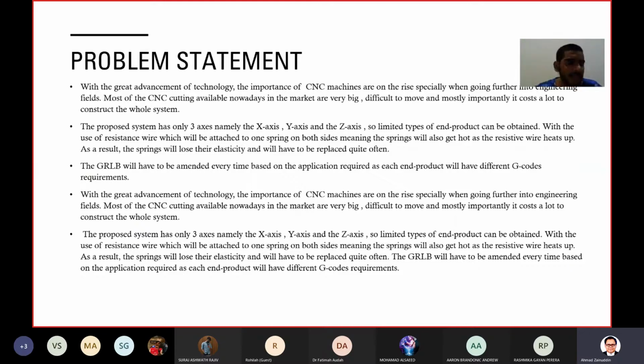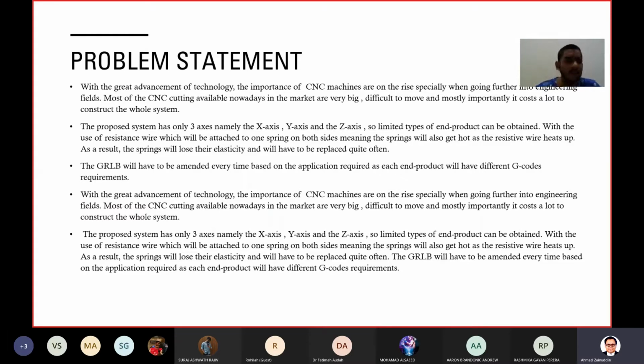Another problem statement that I think we can also put is that the machine has only 3 axes, x-axis, y-axis, and z-axis, which limits the types of end product we can obtain. Some overly complex designs might need other kinds of axes to be added.